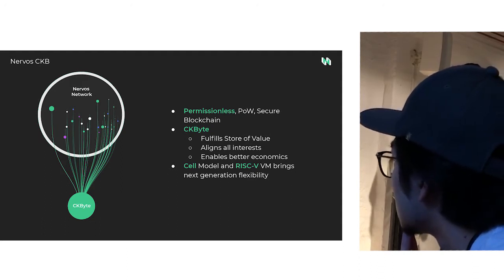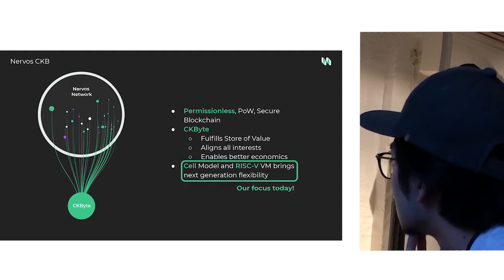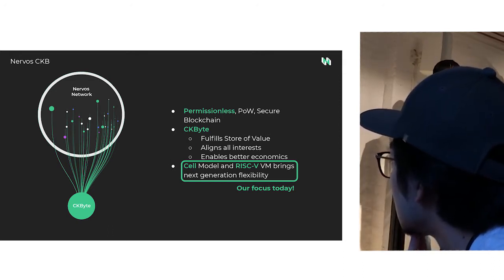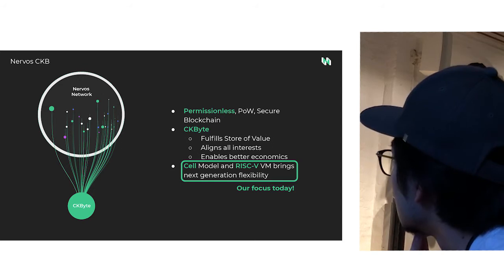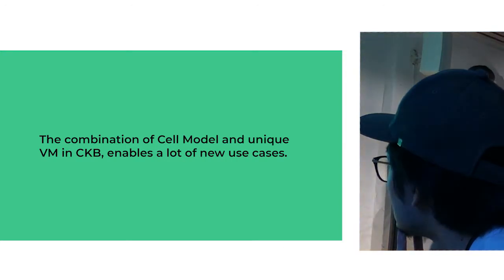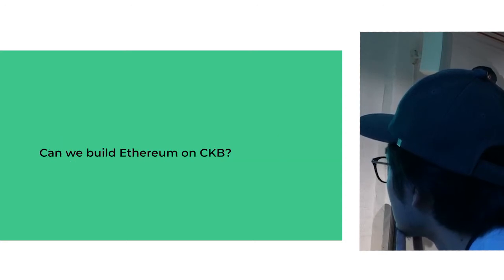And there are many novelties in CKB, but the thing our focus today is the CKB cell model, which we derived from the UTXO model, as well as the virtual machine based on the RISC-V instruction set instead of the normal things you see in blockchain. We believe that these two unique things bring a lot of flexibility, which I'm trying to prove to you right now. As I mentioned, there are a lot of new cases that can be enabled by this unique cell model and the virtual machine in CKB-VM.